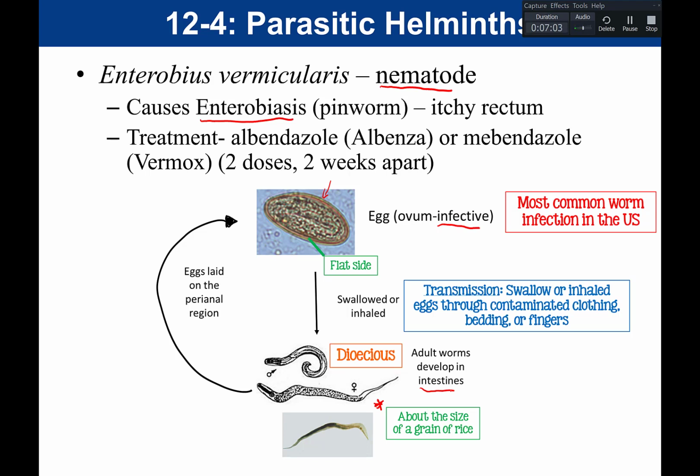The way that the female is going to lay her eggs is, remember that they reside in the intestines, and the female at night is going to crawl down and out of the intestine, and she is going to lay eggs on the perianal region. The perianal region is the region between your anus and your private parts. So at night, she's going to come out, lay her eggs on the perianal region, and then she goes back up into the intestine.